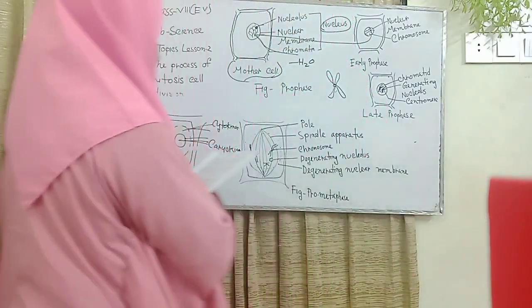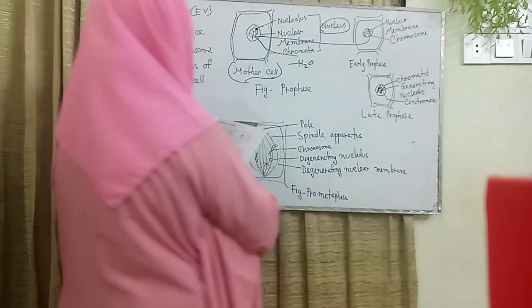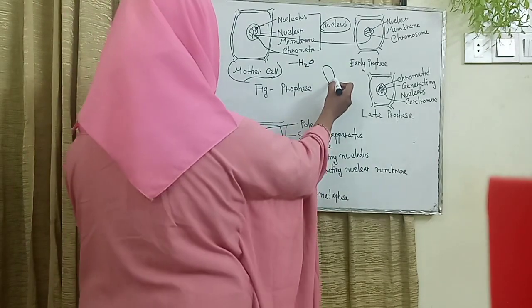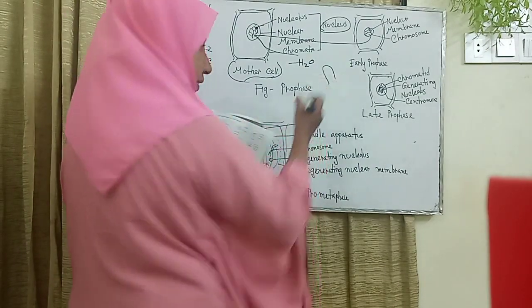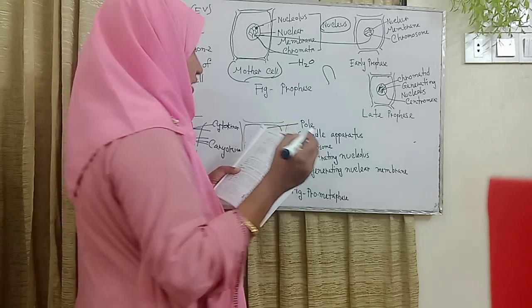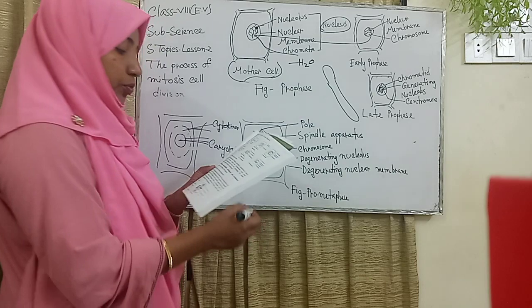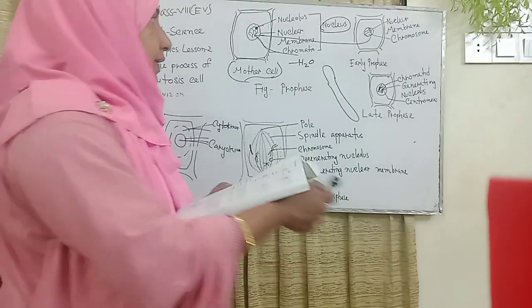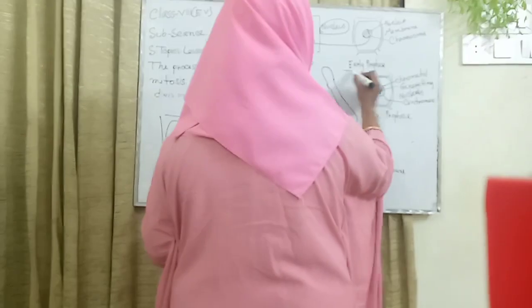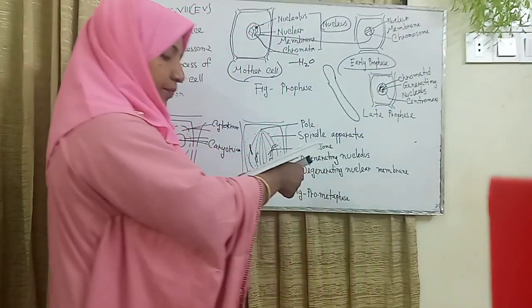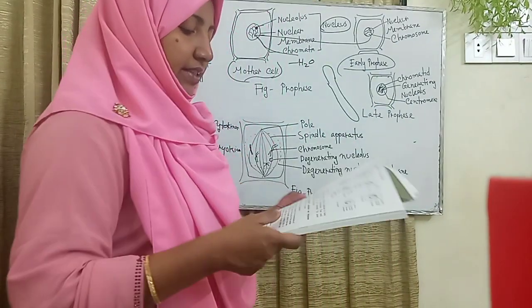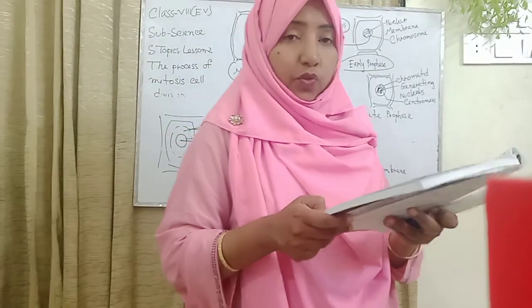Now, I just draw this structure. This structure is thin, and it also condenses to form a visible thread-like structure. This structure is the chromosome. Another topic is the early prophase. Each chromosome divides longitudinally into two chromatids.